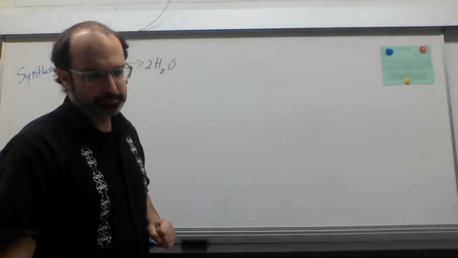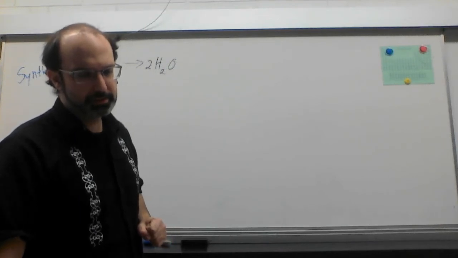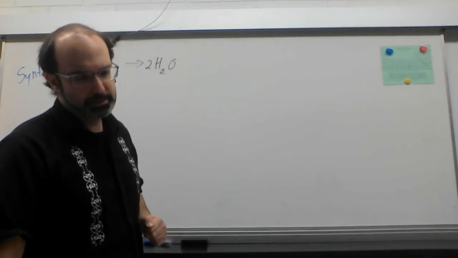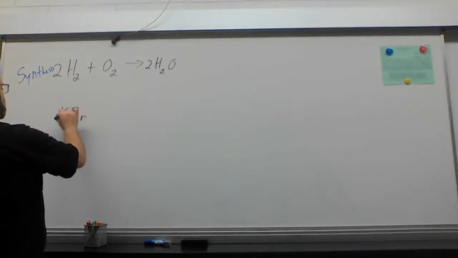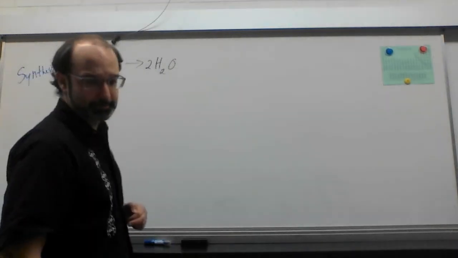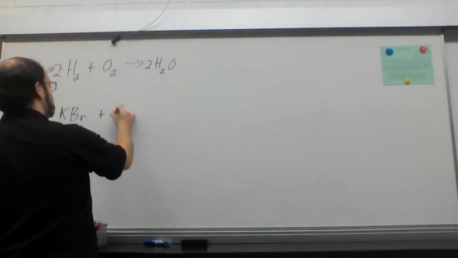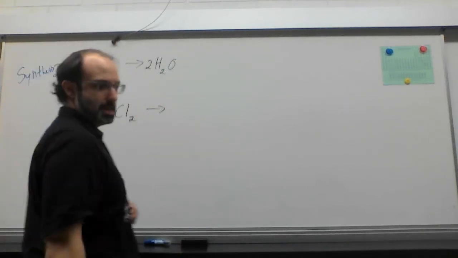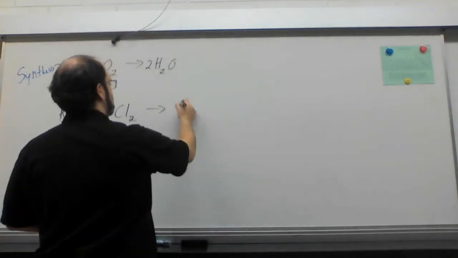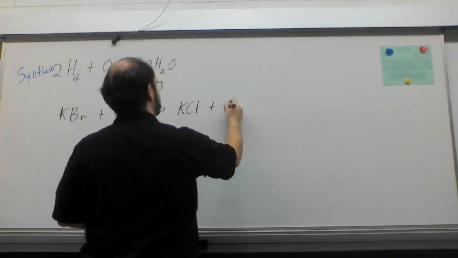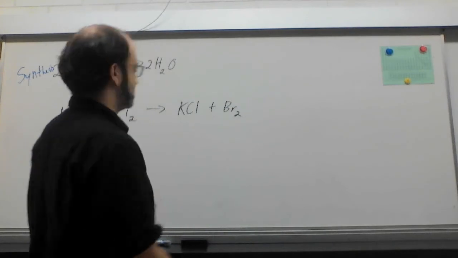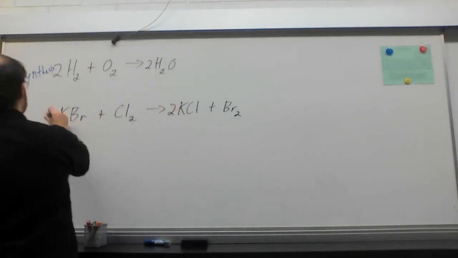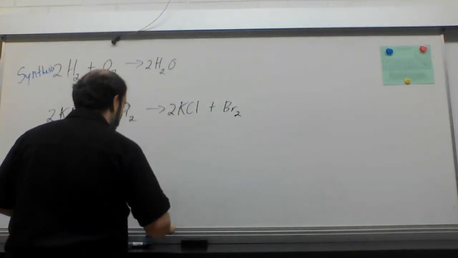Okay, that wasn't so bad. Let's try another one. Let's go with this one here. KBr plus Cl2 goes to make KCl plus Br2. And we're not going to do any more balance practice at the moment because I just want to make sure we get to the other thing, so I'm just going to balance it for us. There we go. So what are we looking at?